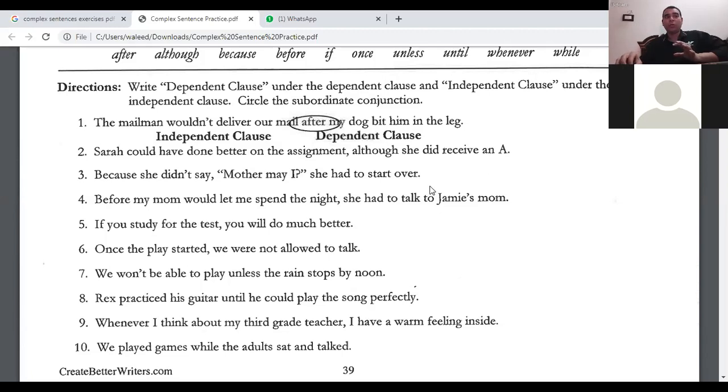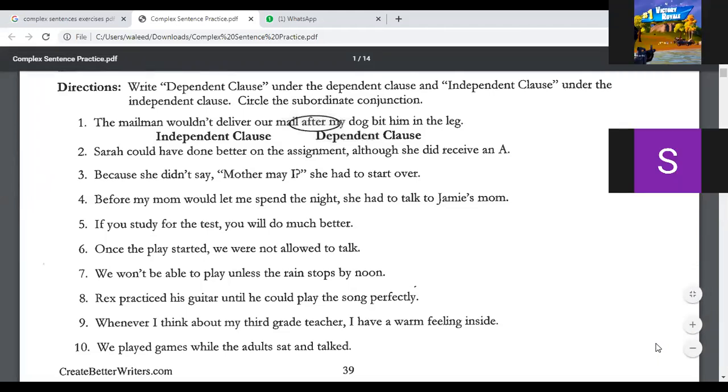I told you earlier, usually the one with the conjunction is the one that is dependent. It needs help. For example, if you put your hand on the screen and covered Sarah could have done better on the assignment, read now the sentence after although. Although she did receive an A. This is incomplete. Who is she? And receive an A for what? So the second clause is the dependent clause. The first is independent. Even the first clause by itself makes sense. Sarah could have done better in the exam, so she could have studied better. It makes sense. Thank you, guys.